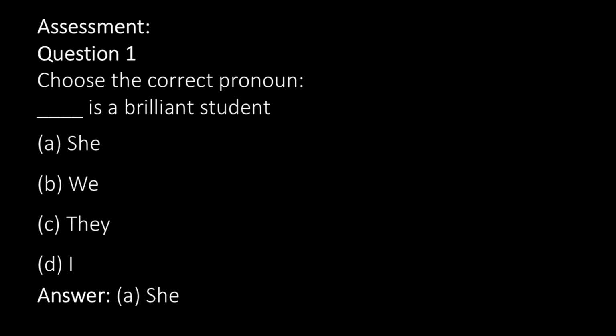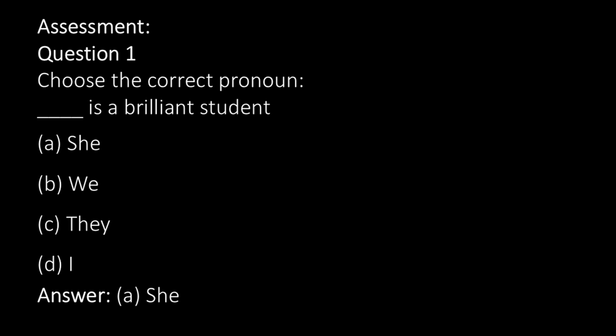First question, choose the correct pronoun to complete this sentence. "Blank is a brilliant student." Your options are A, she; B, we; C, they; D, I. Think about it. The sentence says, "blank is a brilliant student."